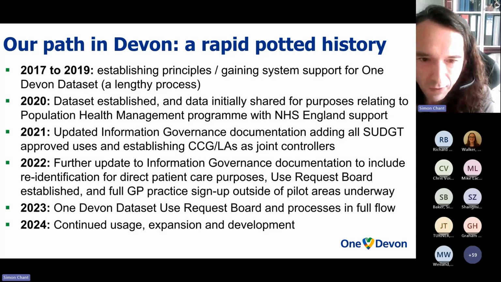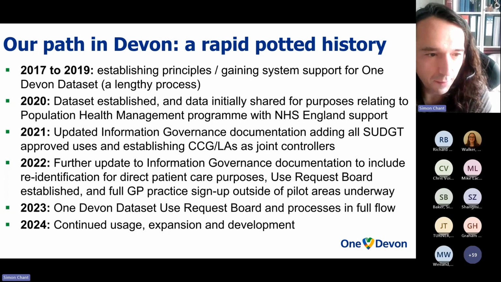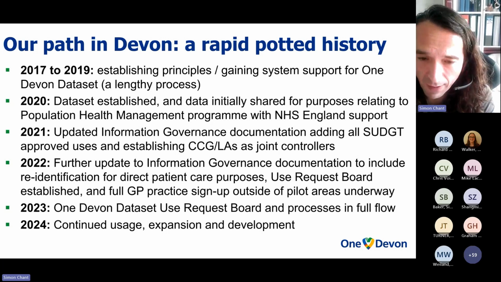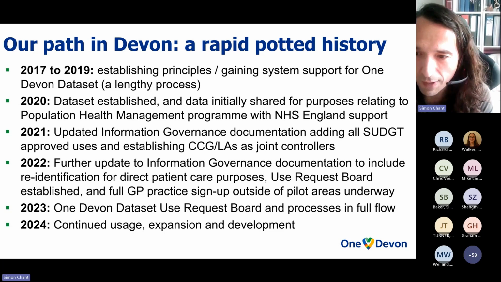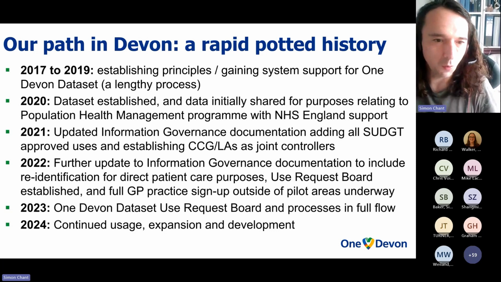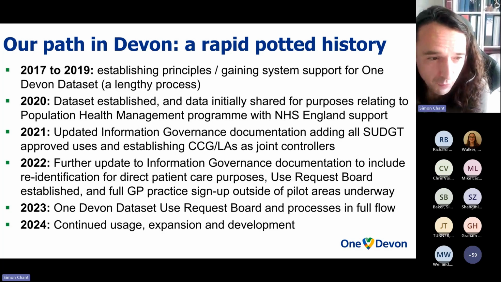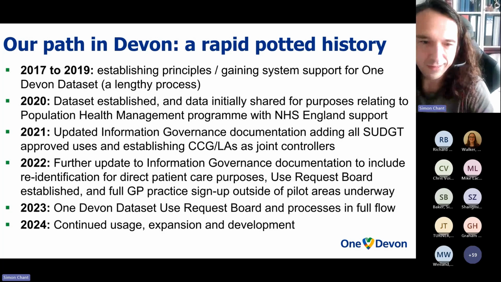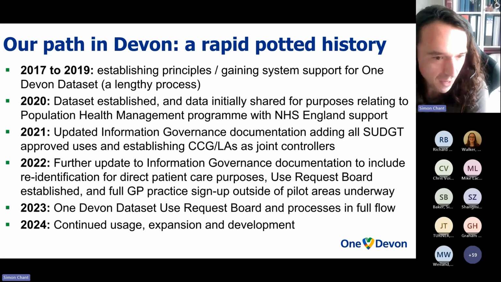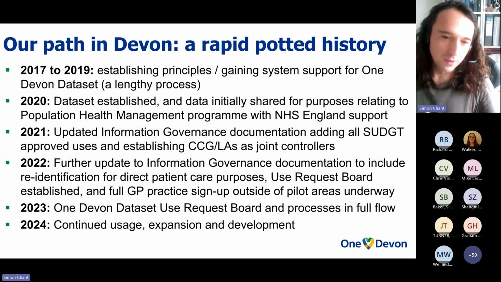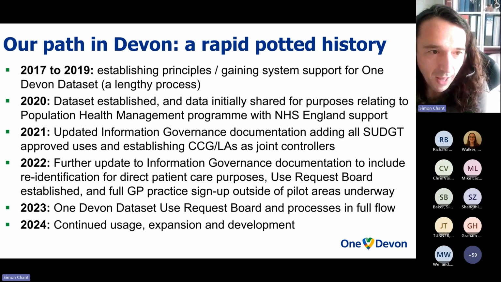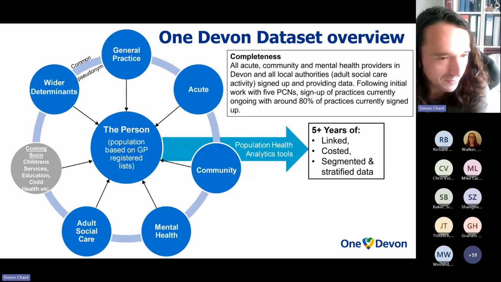Then in 2022, we further expanded that information governance documentation to give us the re-identification purposes for direct patient care, and also established that use request board, so new requests for data beyond that population health management core could be considered and approved. So more about that in a little while as well. 2023 was really about getting these processes in place and fully flowing, which they are. And this year it's about continuing those uses and the development of the data set accordingly. And I'll take you through some of our future plans as we get through this.